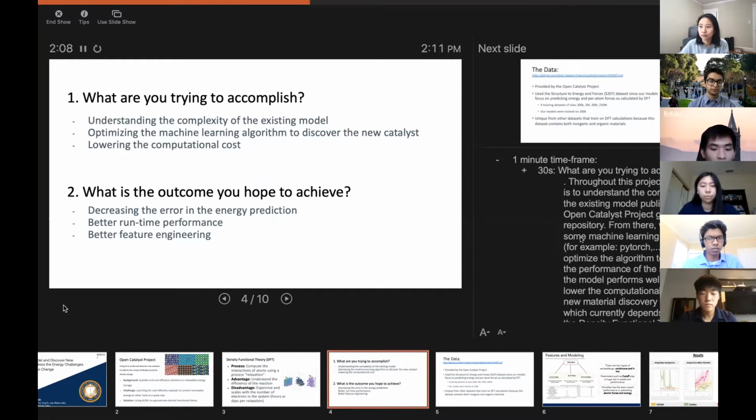With that being said, one outcome we have to achieve is decreasing the error in the energy prediction of the current model. To do so, we need to find better feature engineering. Furthermore, we hope that the modified code will have better runtime performance.